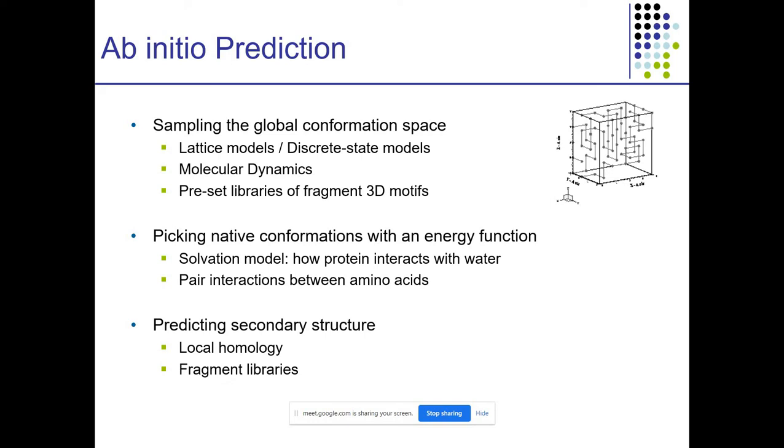We calculate that. I will tell you in a separate lecture what root mean square deviation is.